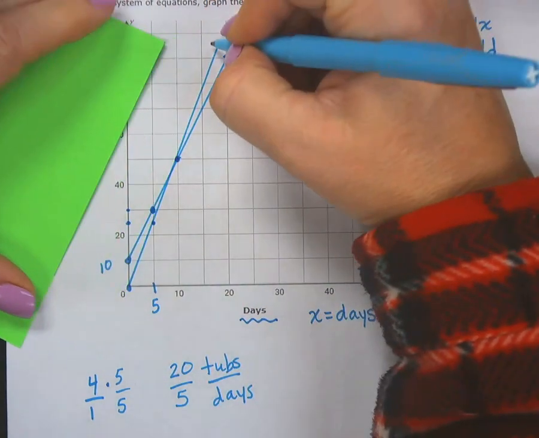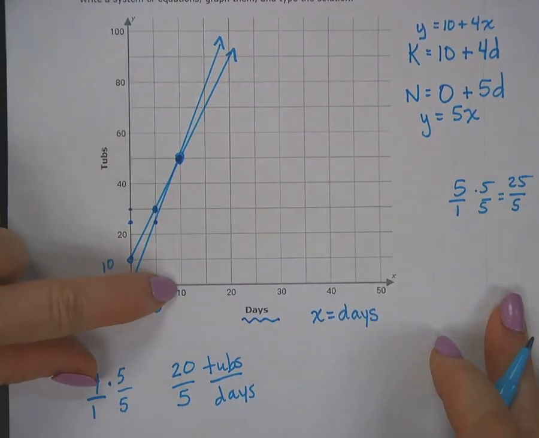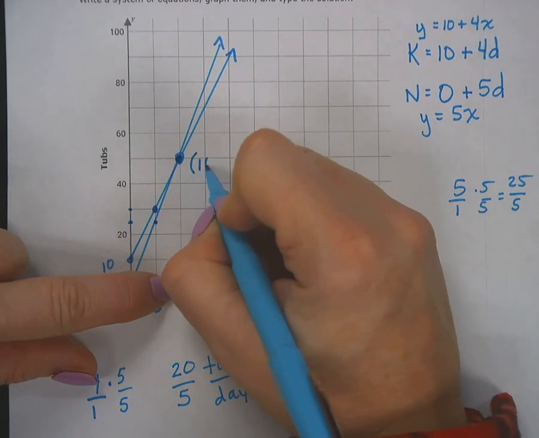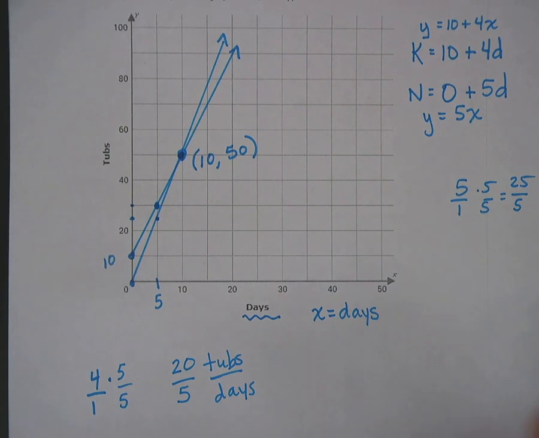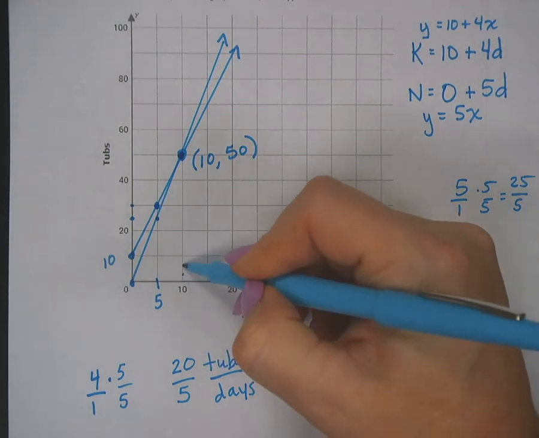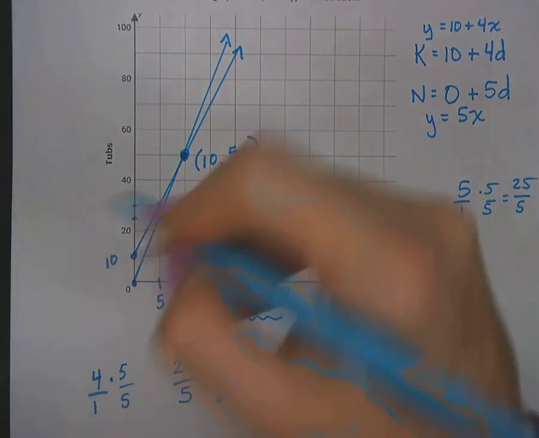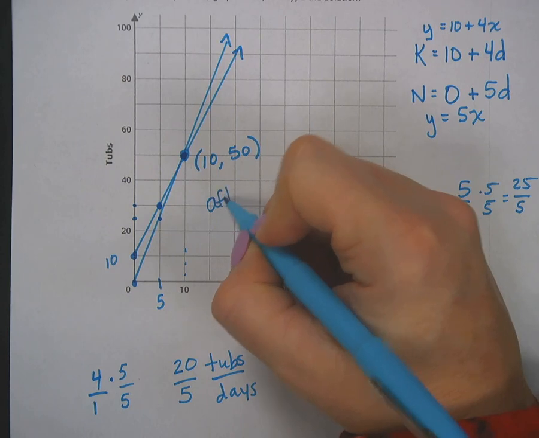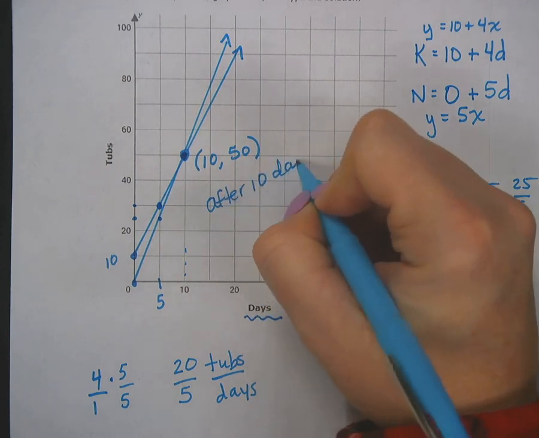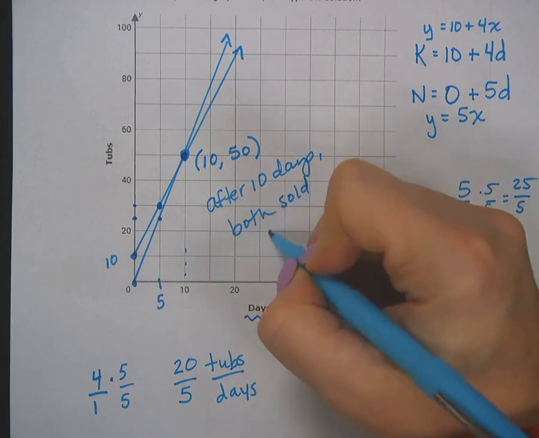And the question says, when will they have sold the same amount of cookie dough? After 10 days, they both have sold 50 tubs. So I'm just reading this ordered pair, 10, 50. Okay, so then you will have to explain what this means, and that's exactly what I just said. After 10 days, they both sold 50 tubs of cookie dough.